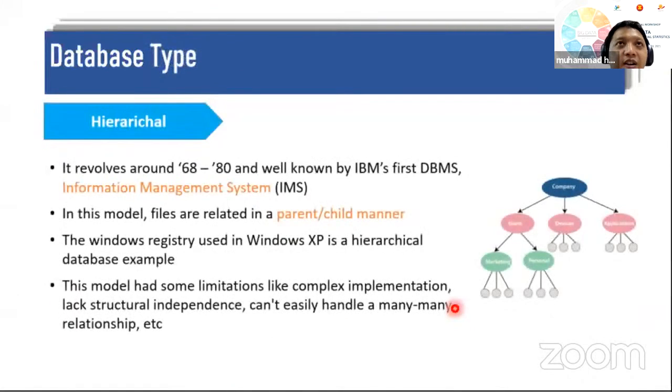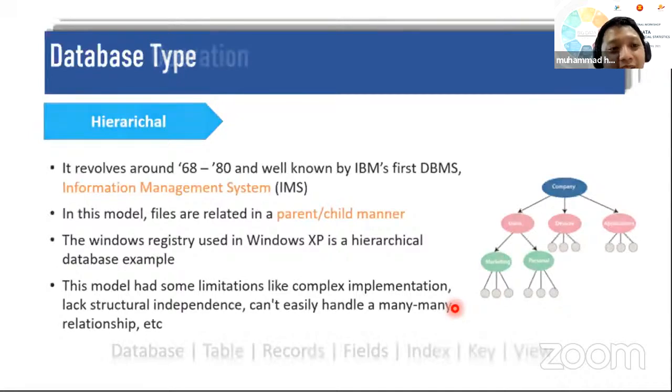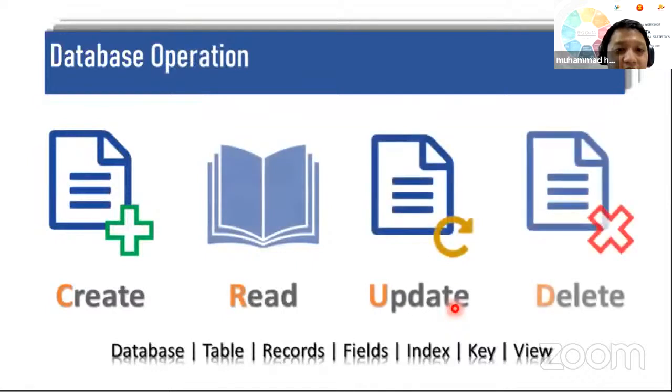Okay, after we know the history of all database types, we continue with database operations. There are 4 basic operations in database: create, read, update, and delete. We can do basic operations on database objects such as database, table, records, fields, index, queue, key, and view. As examples, we can read a database, we can read a table, or update the records, or update the fields, or we can delete the index, or we can delete the table.